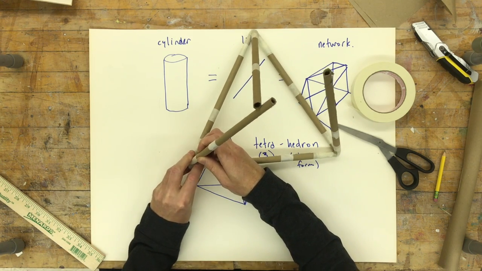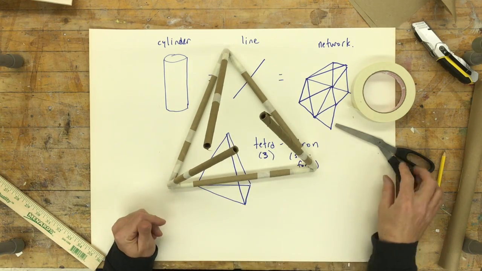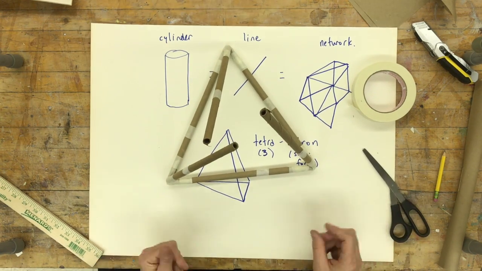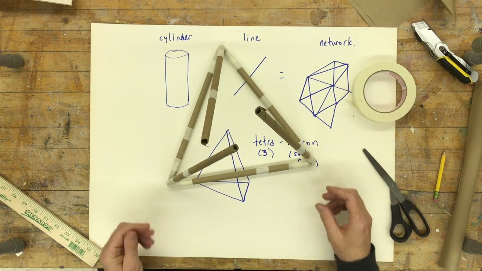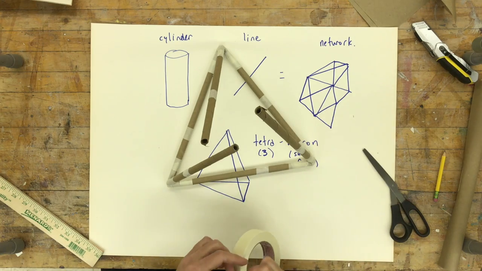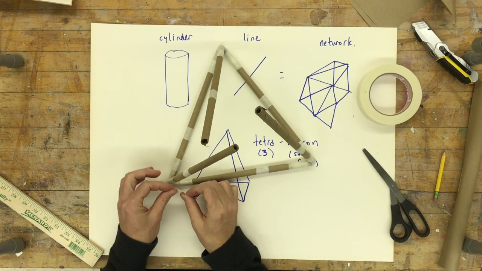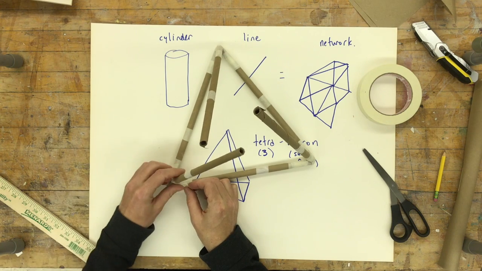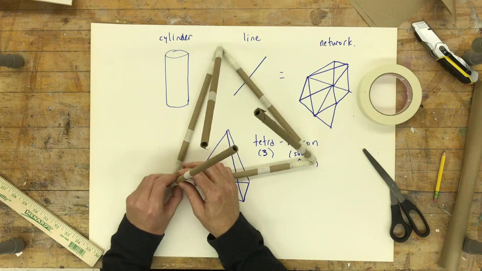So I want to be clear. This object that I'm making right now is just a sample. It's not what I want you to make necessarily, but it illustrates how strength can be gained from a material that has no structure of its own.